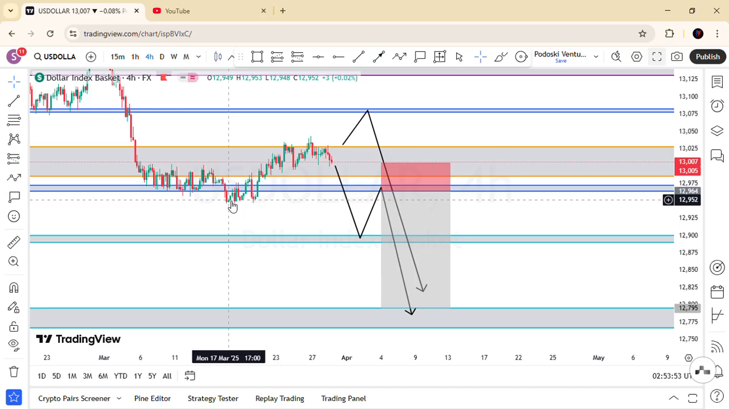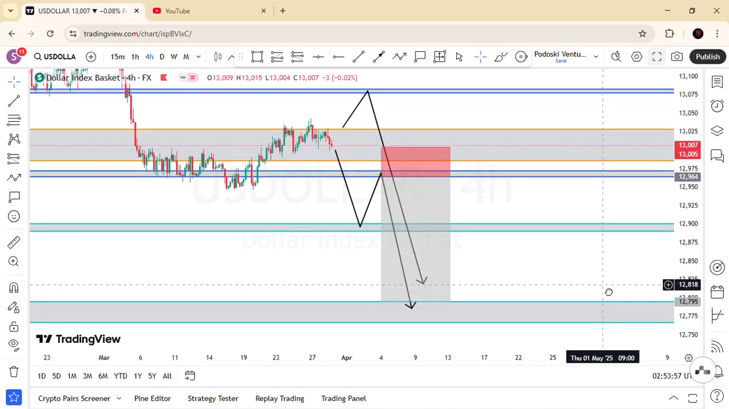So yeah, this is what I'm expecting on DXY, the US dollar index. So yeah, let's go to the next pair.